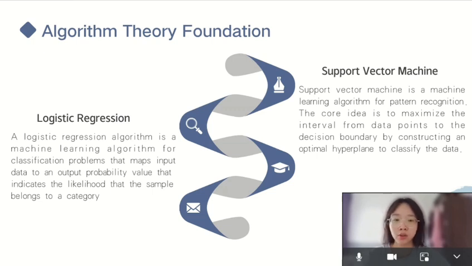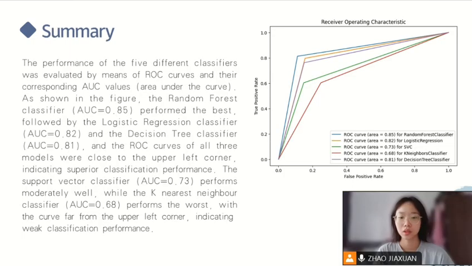The final model is support vector machine. Support vector machine is a machine learning algorithm for pattern recognition. The core idea is to maximize the interval from data points to the decision boundary by constructing an optimal hyperplane to classify the data. The final part is summary.